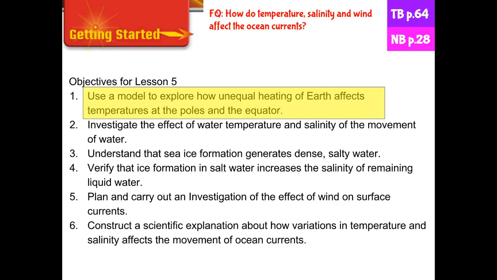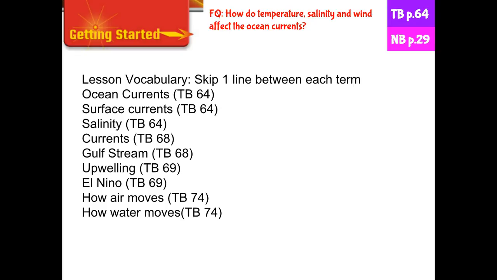So for the Getting Started lesson, we're going to focus on objective number 1. We're going to use a model to explore how unequal heating of Earth affects temperatures at the poles and the equator. The vocabulary are right in front of you.